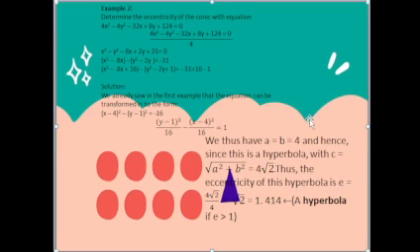Thus, the eccentricity of this hyperbola is e is equal to c over a. Since our value of c is 4 square root of 2 and our value of a is also 4, we have 4 square root of 2 divided by 4, and we can cancel out 4. So we have the final answer, square root of 2, and that is approximately 1.414. So we have e is greater than 1. So if e is greater than 1, that's a hyperbola.